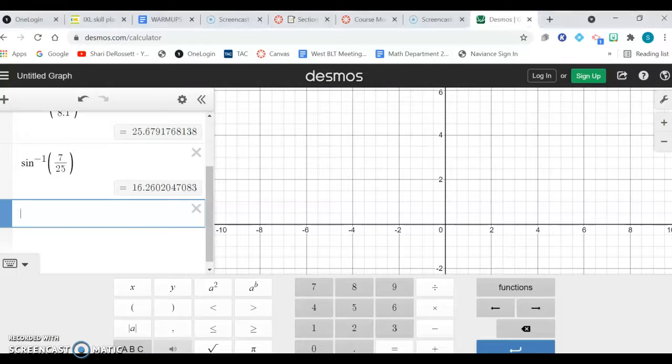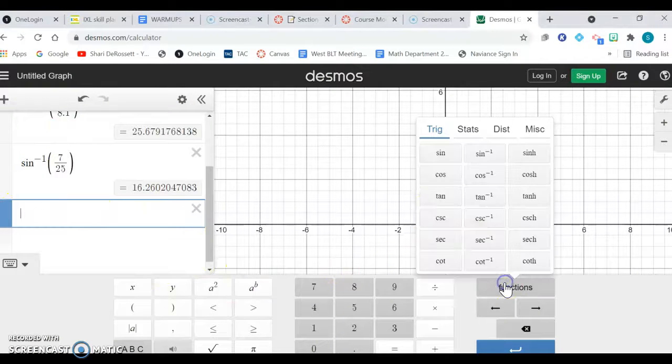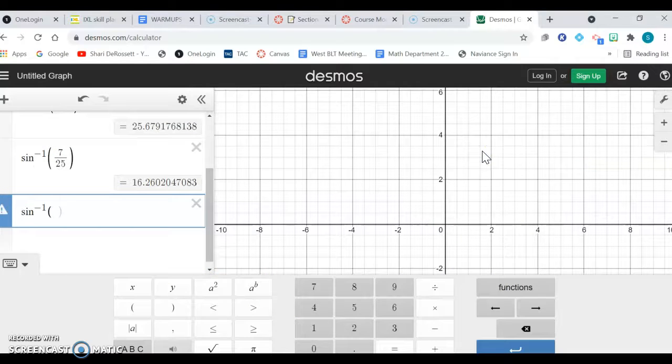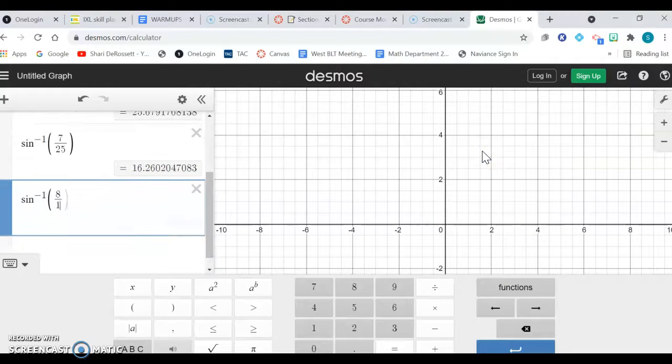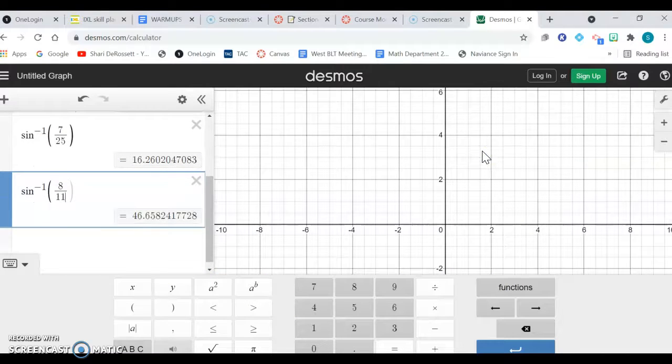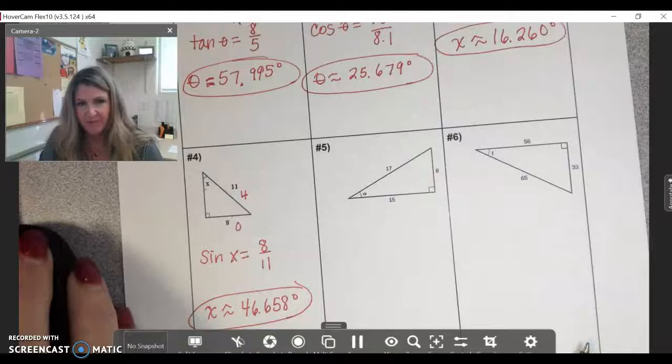I'm just going to go to Desmos to do that. Right here, go to my functions, inverse sine of 8 divided by 11. And it gives me that angle. X is about 46.658 degrees. Okay? Pretty easy, right?